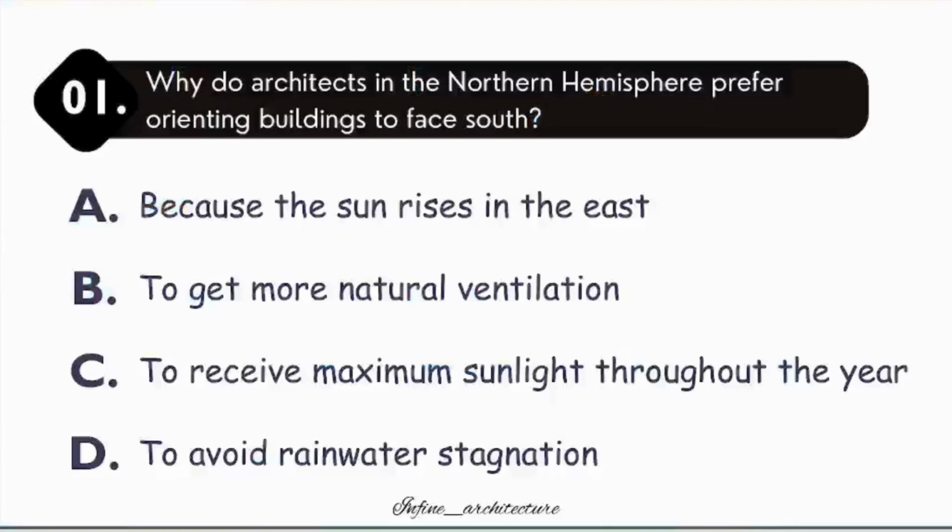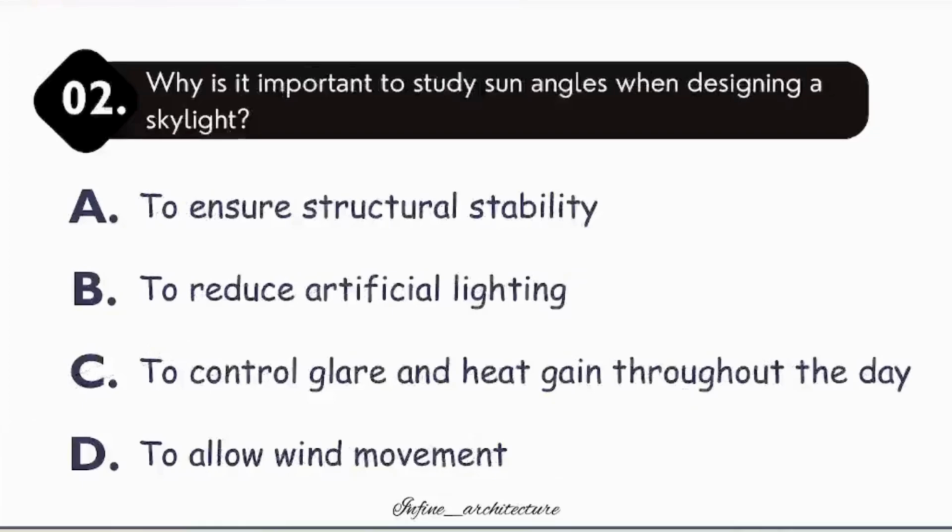So the very first question is, why do architects in the northern hemisphere prefer orienting buildings to face south? The options are: A, because the sun rises in the east; B, to get more natural ventilation; C, to receive maximum sunlight throughout the year; D, to avoid rainwater stagnation. So the right answer will be option number C, to receive maximum sunlight throughout the year.